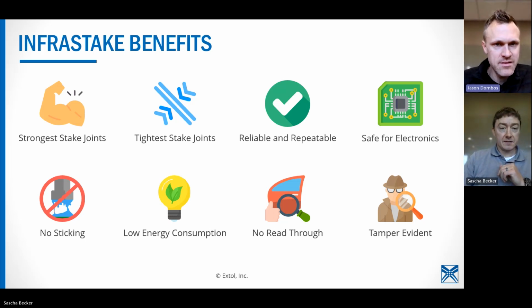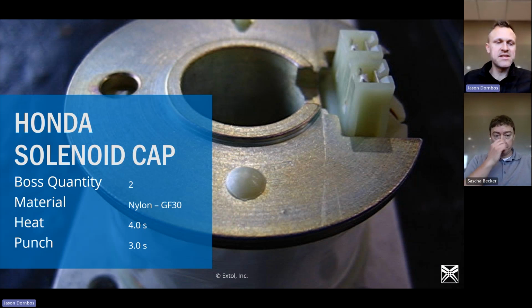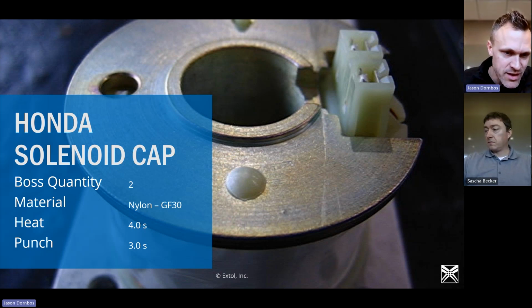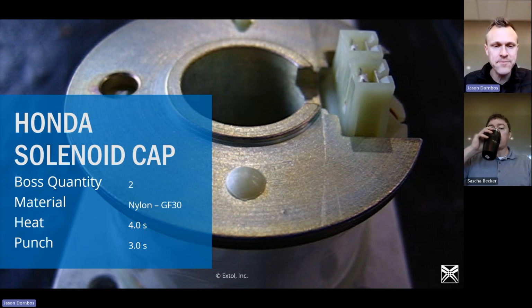Take control. I want to show some examples here. So this is a Honda solenoid cap, and originally this product was being staked using hot punch. So a hot metal tool comes down and stakes. There's 2 stake points. One's right here. One's in the back over here.